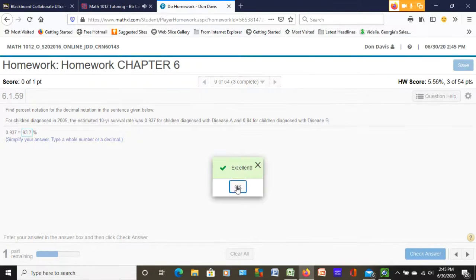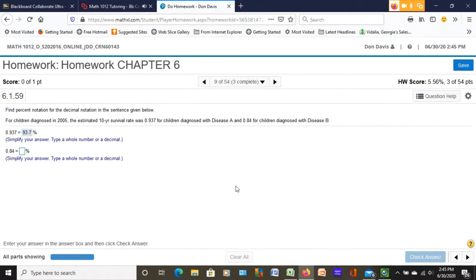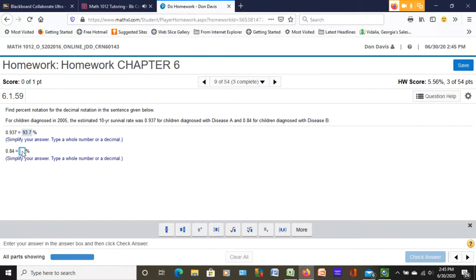Got it right. And I don't think we need to go to the pad, do we? Yeah, we can do this one straight out. So we're going to add a percent sign, which they've done for us, and we're going to move our decimal point 2 places to the right, and we're just going to get 84%.